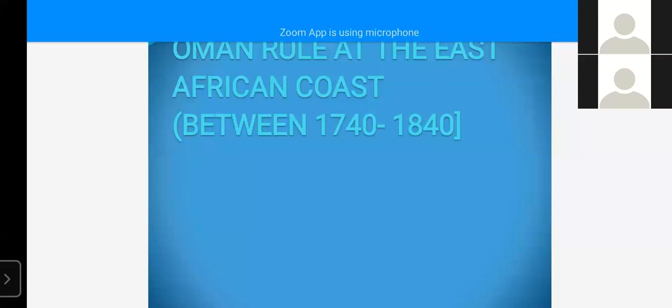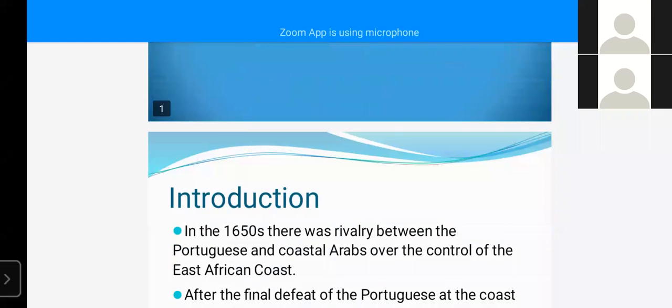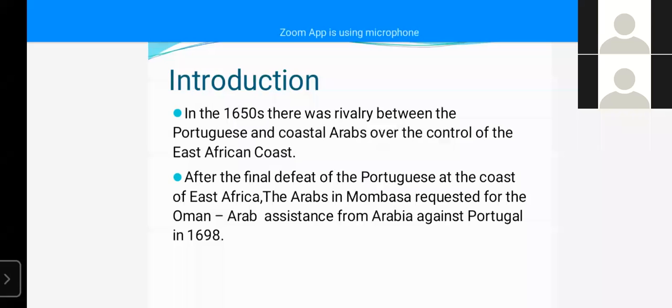Okay. We are going to look at Oman rule at the East African coast, and it is between 1740 to 1840. That's the period we are going to be handling for us to be in the know of what Oman rule comprised of and how they got interested in the East African coast. As we are focused on this, initially we looked at the Portuguese at the East African coast, and then we look at the Arabs at the East African coast.